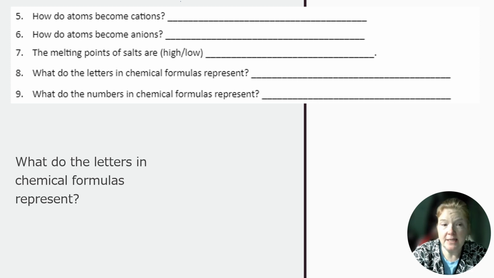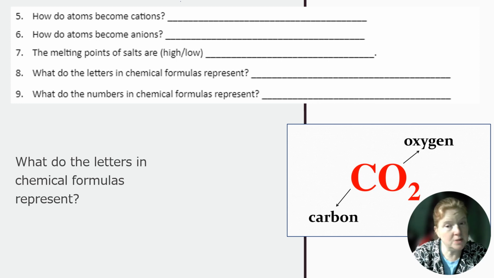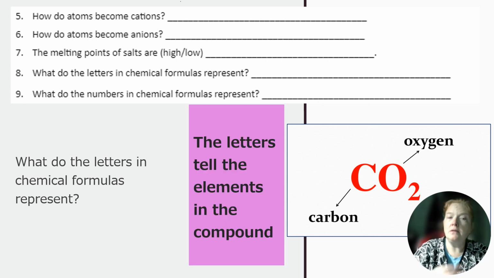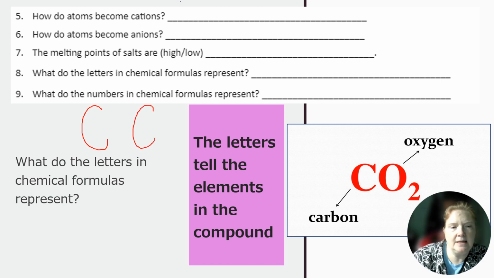What do the letters in chemical formulas represent? So here's an example. The letters tell the elements in the compound. So here's something to remember. Don't forget this, that when you write an element symbol, the first letter is always capital, and the second letter, for example, in calcium, would be lowercase, okay?